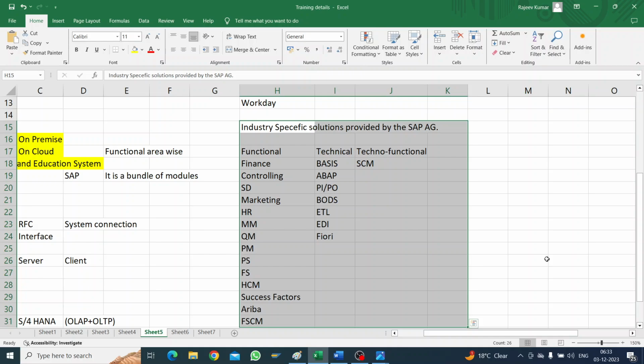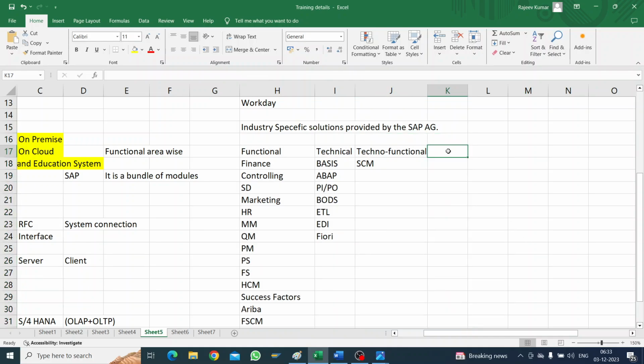If we categorize all the modules of SAP, you can categorize them by way of three different major categories. Either it will be functional, or technical, or techno-functional. There is one more variety you can think about, which is industry specific solutions. I think I have missed writing it here. It is called IS solutions. For example, IS retail. And likewise there are many IS. This is not a small list, this is a big list rather.